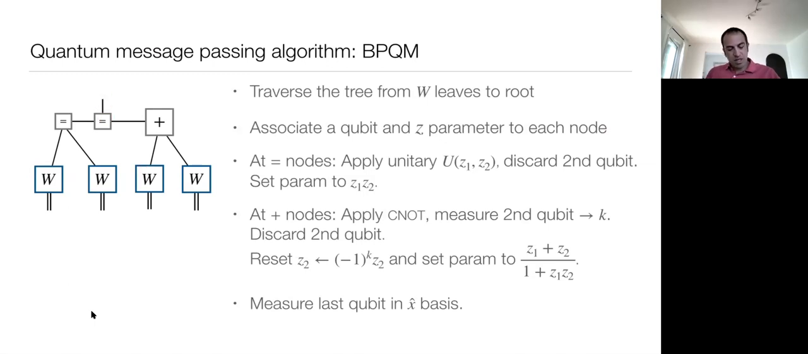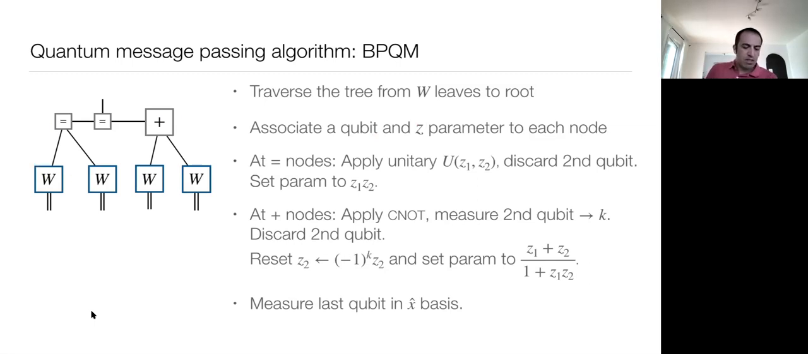So we're always going to have this tree structure for every bit that we pick. And we're going to traverse this tree from the leaves to the root, as we're going to create a quantum circuit from this. And the way we're going to do that is on the graph side of things, not on the circuit side: we're going to associate a qubit and this Z parameter to each node.